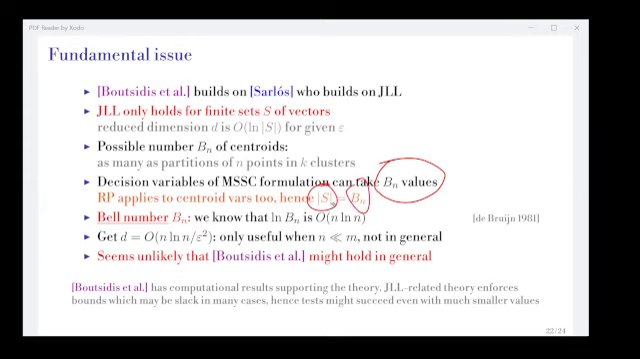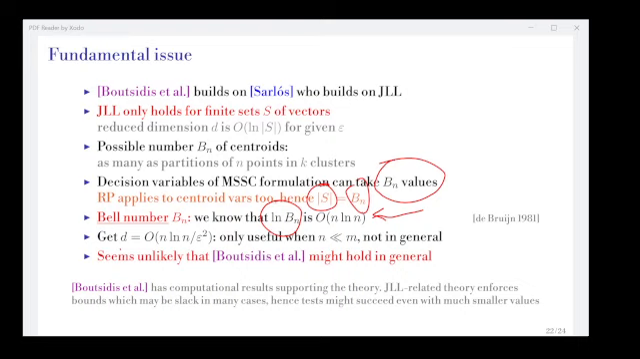So this Bn is called the Bell number, and we know that the logarithm of Bn asymptotically is like n log n, okay? So actually we get d, which is n log n over epsilon squared, which is only useful when n, the number of points, is much, much smaller than the number of features of the points, which is not a general case. So it seems unlikely that Boutsidis et al. might have proven this result in whole generality based on the JLL.